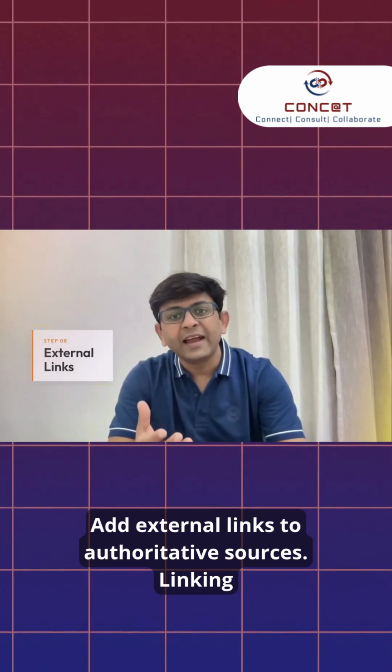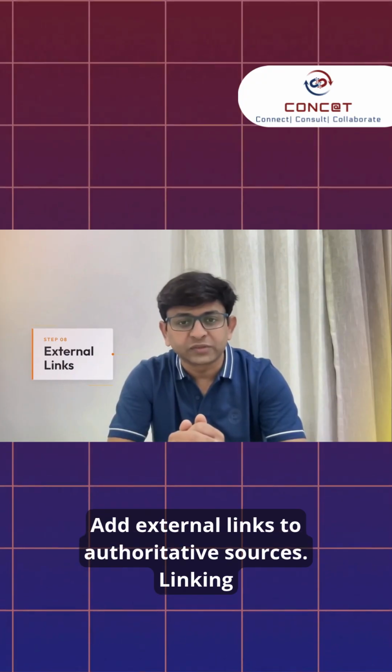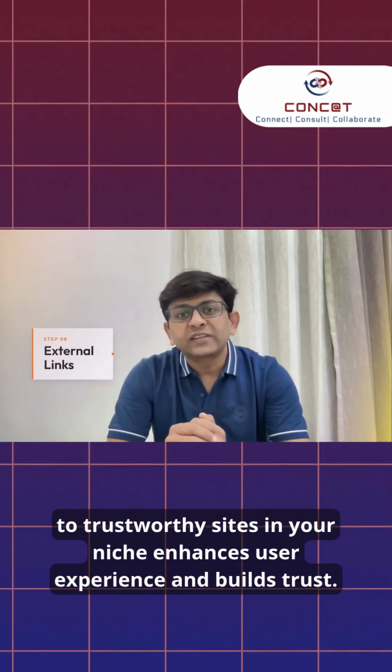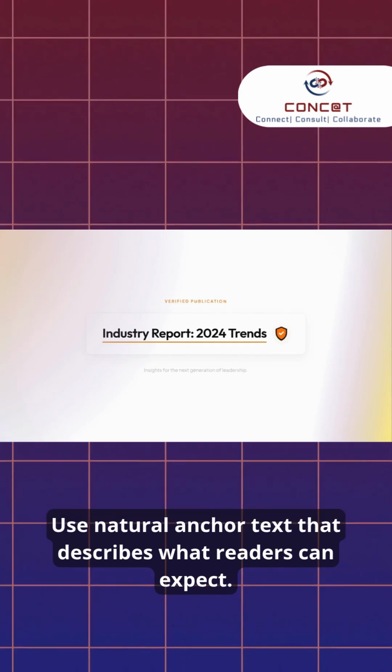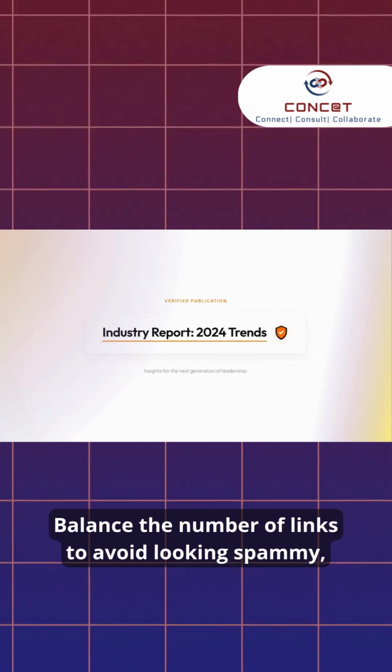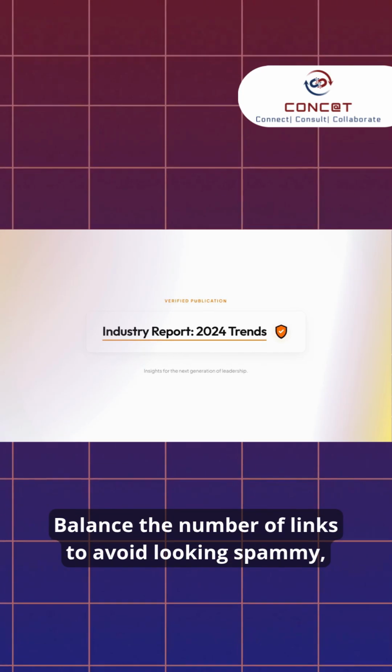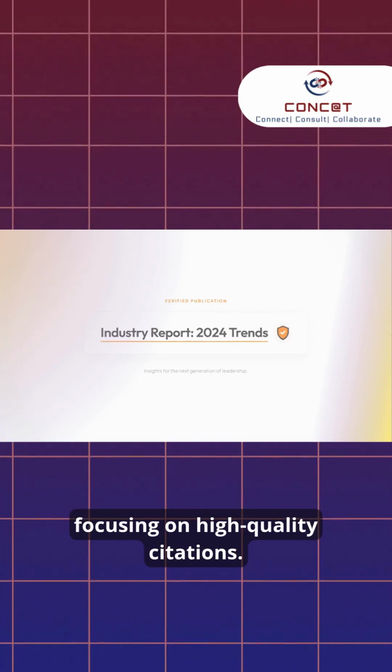Technique 8. Add external links to authoritative sources. Linking to trustworthy sites in your niche enhances user experience and builds trust. Use natural anchor text that describes what readers can expect. Balance the number of links to avoid looking spammy, focusing on high-quality citations.